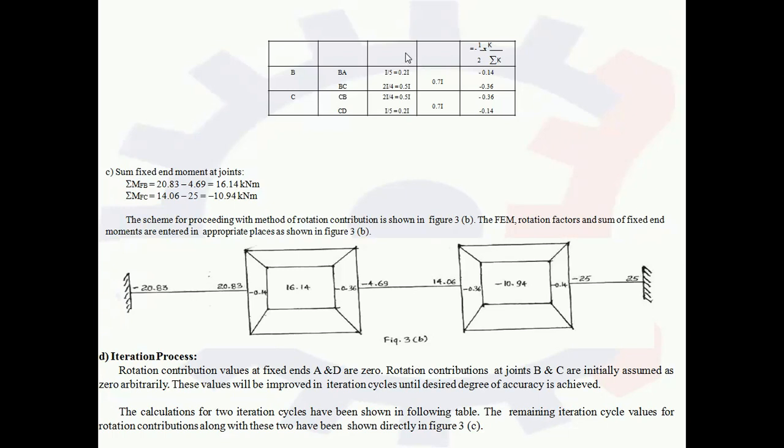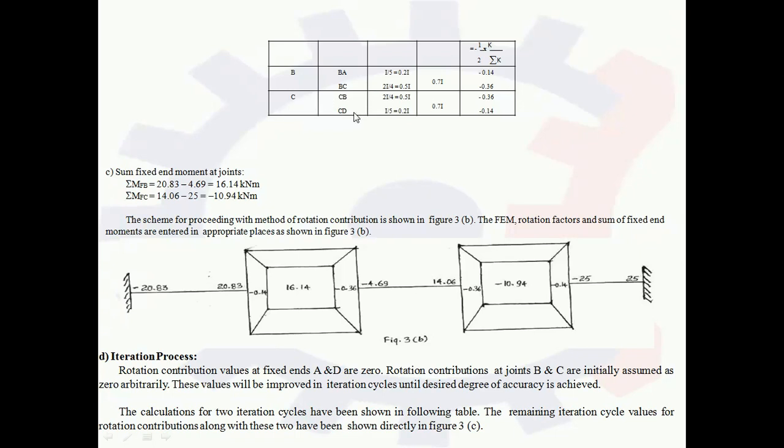Suppose there are 4 members. For a joint with 4 members, there will be 4 rotation factors. If you sum those 4 rotation factors, the sum must be equal to minus 0.5. So this is the check we have to do. Here minus 0.14 plus minus 0.36 gives minus 0.5. Okay. Now moving towards the second joint, that is C.